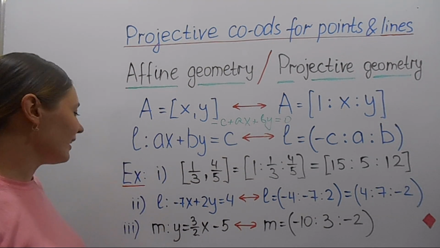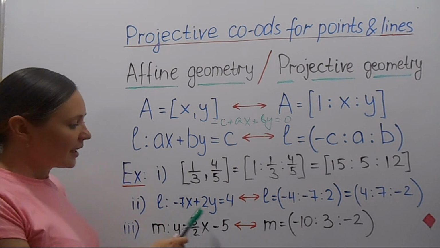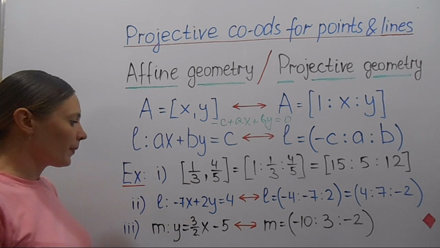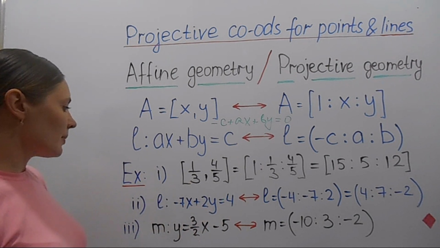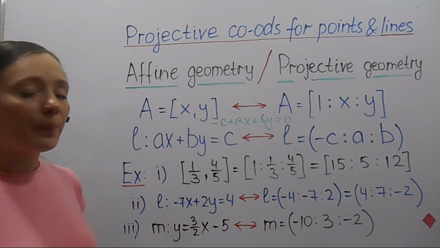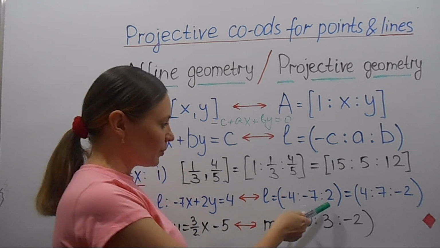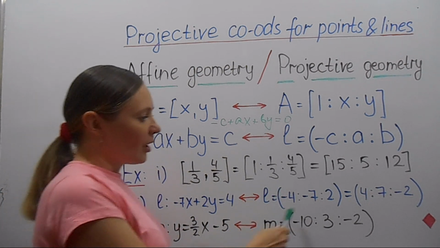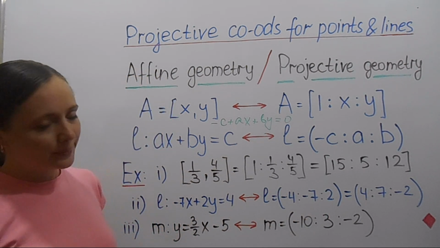Let's have a look at an example of a line. For the line L, which is minus 7x plus 2y equals 4, if we bring that 4 to the other side, it becomes minus 4, and then we can represent this line by the proportion minus 4 to minus 7 to 2, all in round brackets, alerting us to the fact that this is a line, not a point.